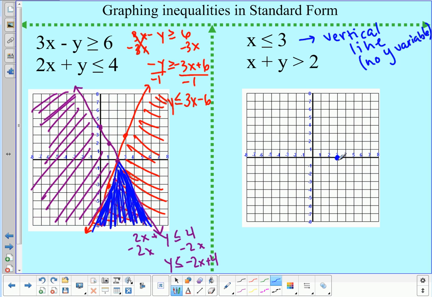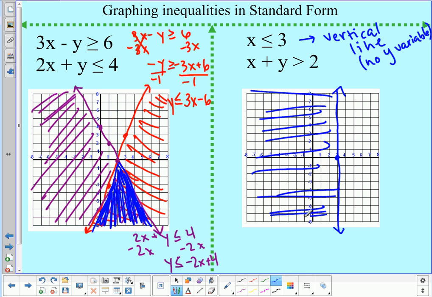It's hard because you can't say shade up or down when you have a vertical line. I know my line's going to be solid, and it's going to be vertical through 3. But there's no up or down in a vertical line. There's either a left or a right. But if I want my x values to be less than 3, the x values that are less than 3 go to the left. This would be 2, 1, 0, negative 1, and so on. So that means that's where I'm shading. I'm shading out here to the left. Okay.